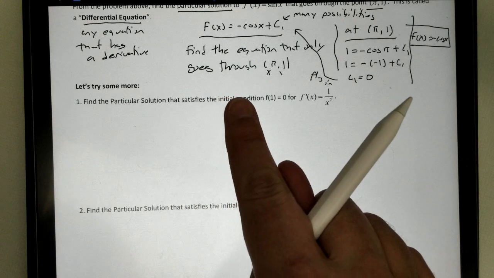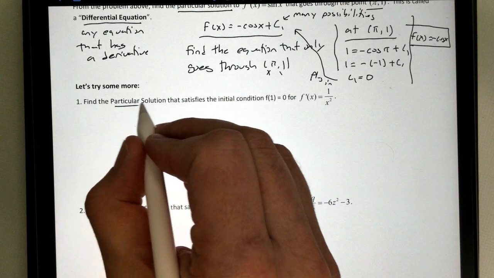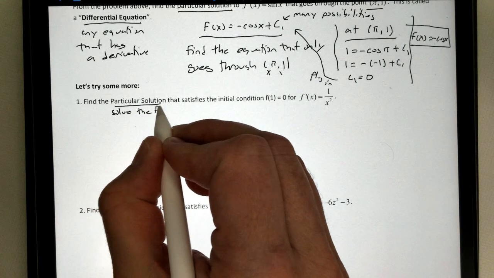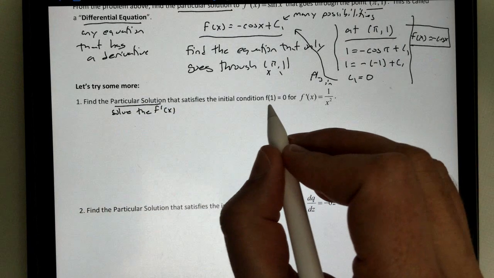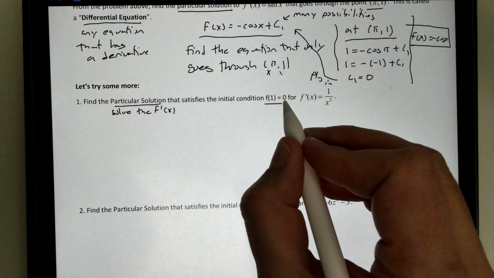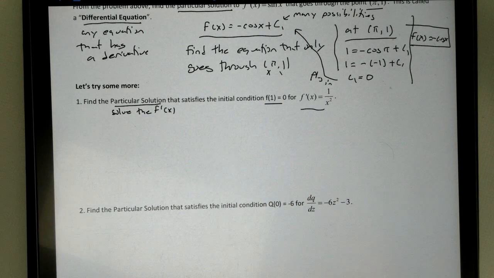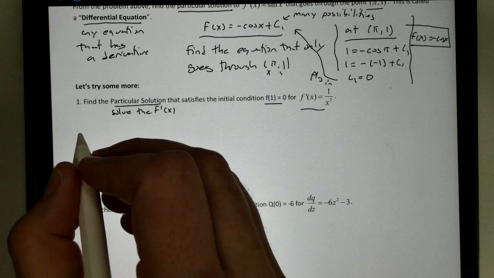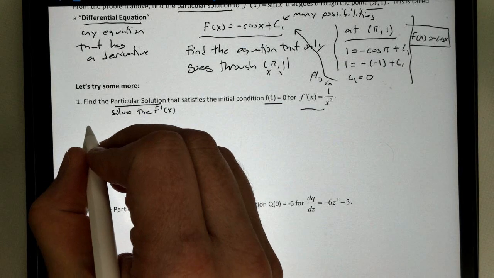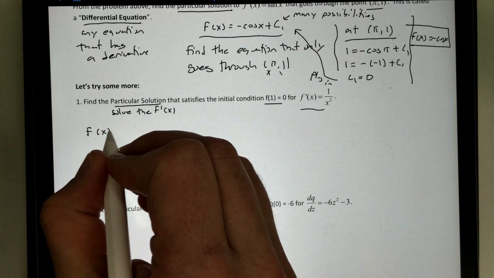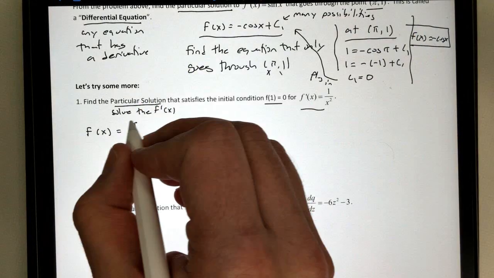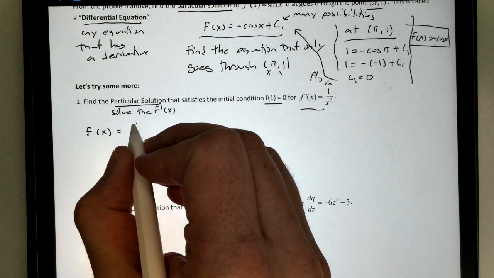We want to find a particular solution. In other words, this is saying solve the derivative equation that satisfies the initial condition f of 1 is 0 for our derivative f prime of x equals 1 over x squared. Now, when we solve these, there is a particular way we have to solve it. Step 1, we are going to write out what our function is equal to. To get the function, we are going to take the antiderivative.